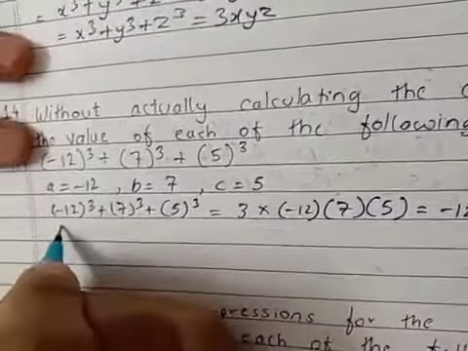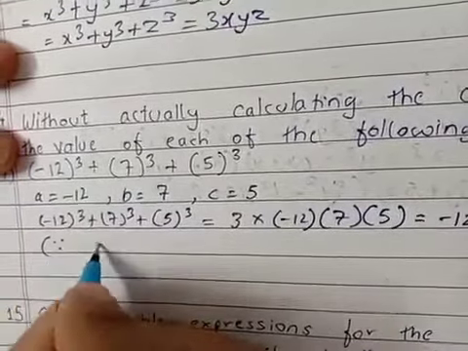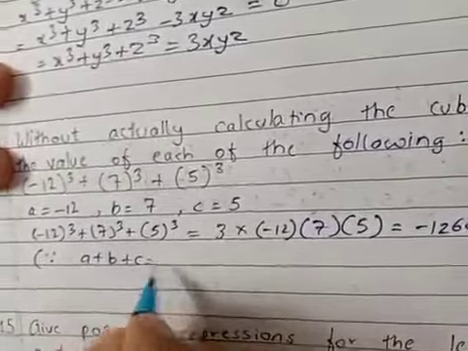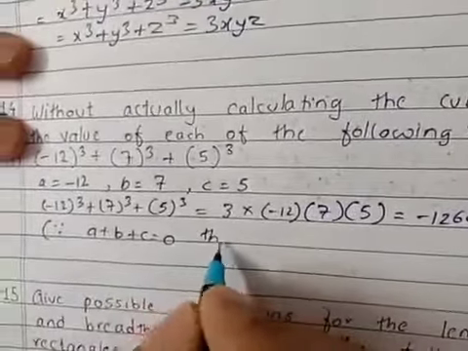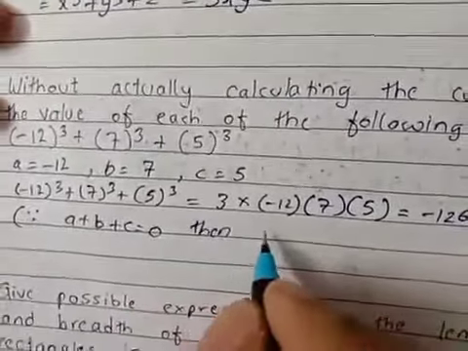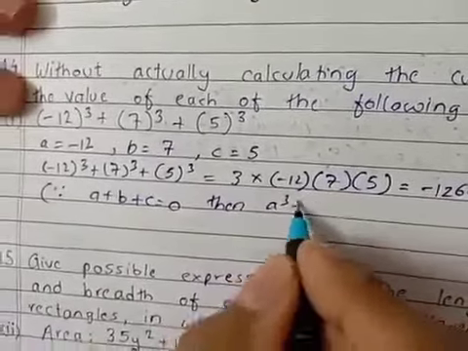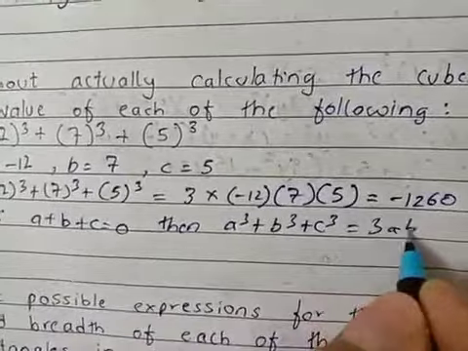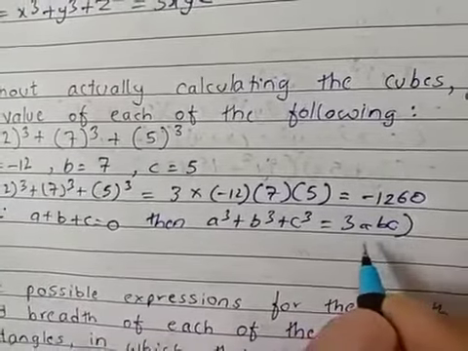We know that because a plus b plus c equal to 0, then a cube plus b cube plus c cube equal to 3abc.